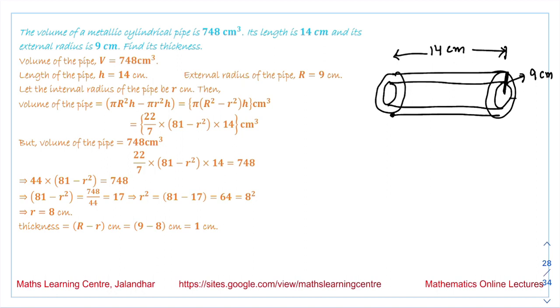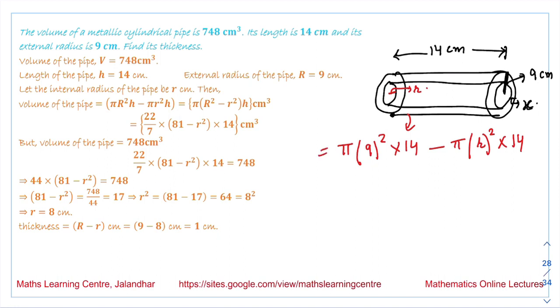Suppose the thickness we are talking about is x, or we are saying that the internal radius over here, its value is r. So what is the volume of the metal over here? The outer volume is pi into the radius, 9² × 14, minus pi times the internal radius r squared, and the height is 14.